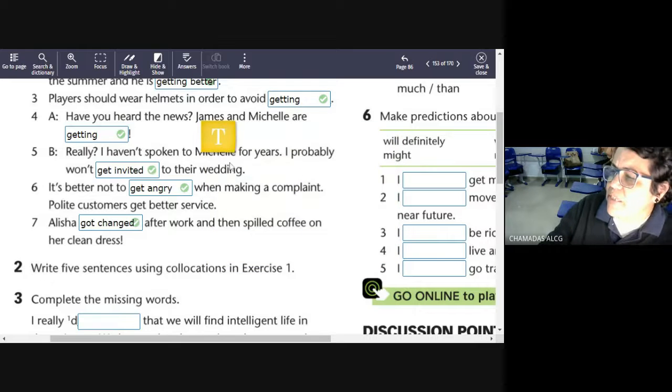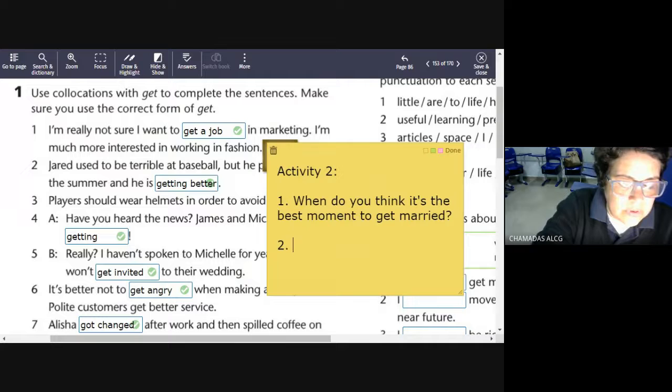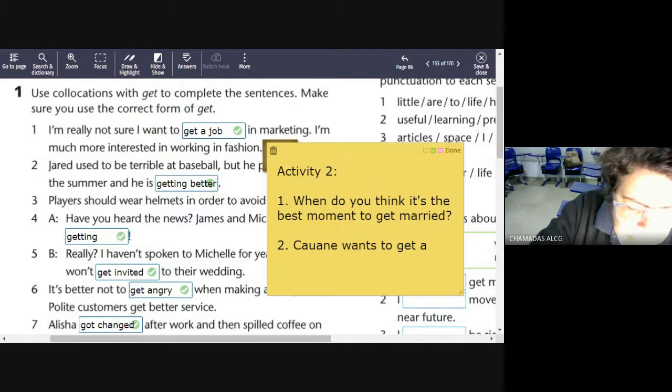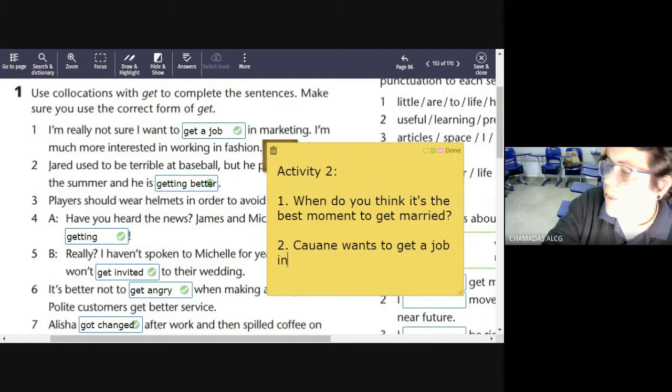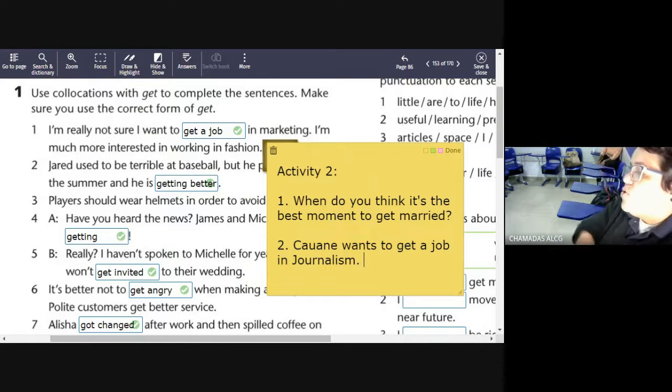let's have another example here. Like get a job, we can use that. Get a job in a career, right? So let's say, for example, Kawani wants to get a job in, let's say, journalism. Okay. Kawani is one of our students, so she wants to get a job in journalism.